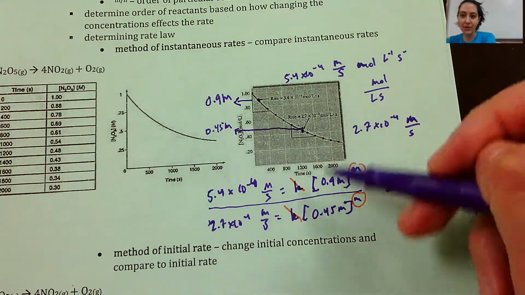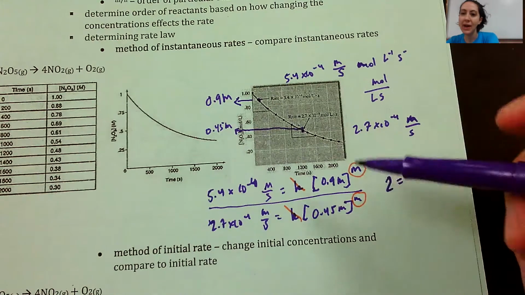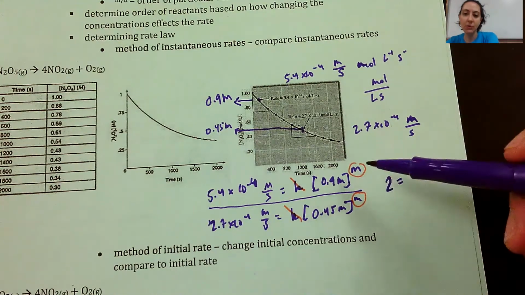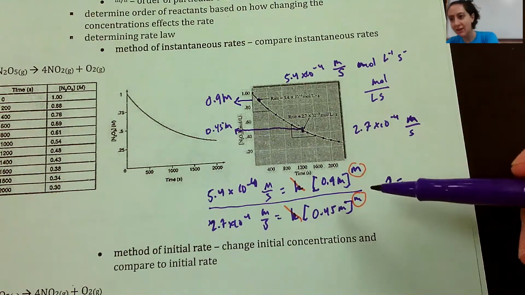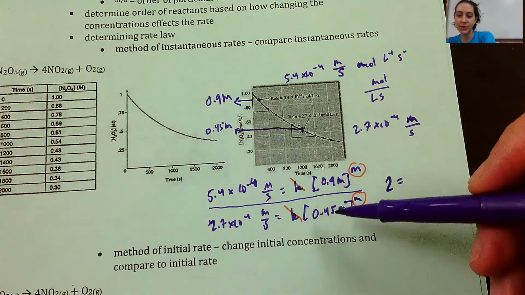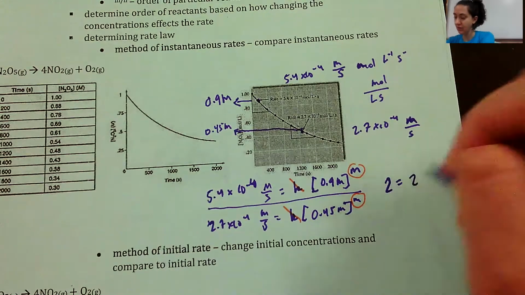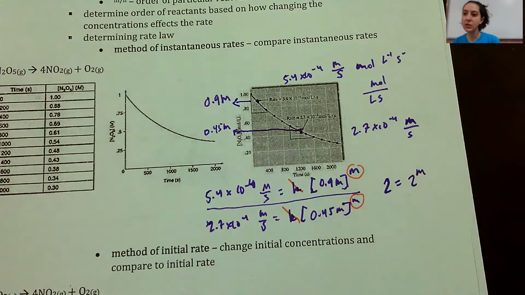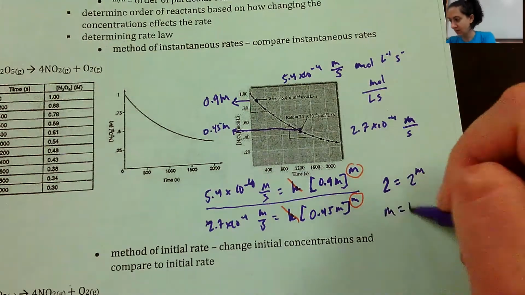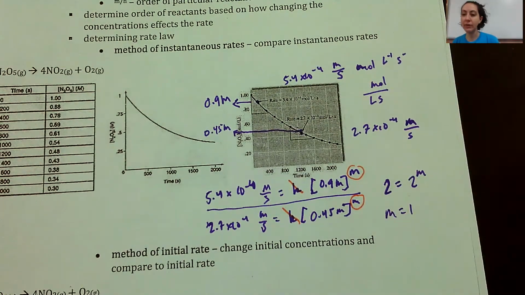Now, here we have some interesting math. We have two different numbers that are both raised to the same power. If that is the case, you are allowed to divide those two numbers. So 0.9 divided by 0.45 is 2, raised to the M. So the question now is, what number must we raise 2 to in order to equal 2? Well, the answer is clearly 1. If we raise 2 to the 1, it's 2. If we raise 2 to the 2, it's not 2, it's 4. If we raise 2 to the 0, it's 1, so that won't work.